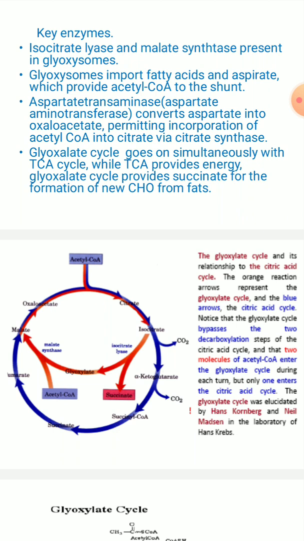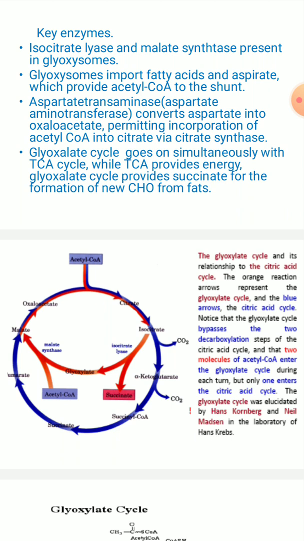One acetyl-CoA condenses with oxaloacetate to form citrate. Citrate is further converted to isocitrate. Another molecule of acetyl-CoA condenses with glyoxylate, which is formed from the isocitrate lyase cleavage, that is, isocitrate is cleaved into glyoxylate and succinate.